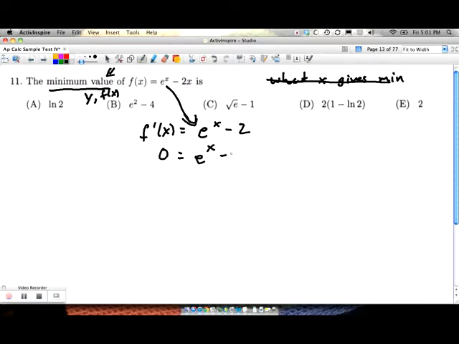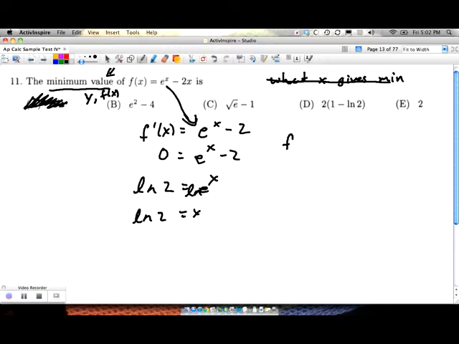So I got to set that equal to 0. e to the x minus 2 equals 0. That gives me 2 equals e to the x. That was a sloppy e. Take the natural log of both sides. Then I get x equals natural log of 2. So that's my x value. But I know that's not what I'm supposed to do. You got to be careful here. This is tricky verbiage. A is not the answer.